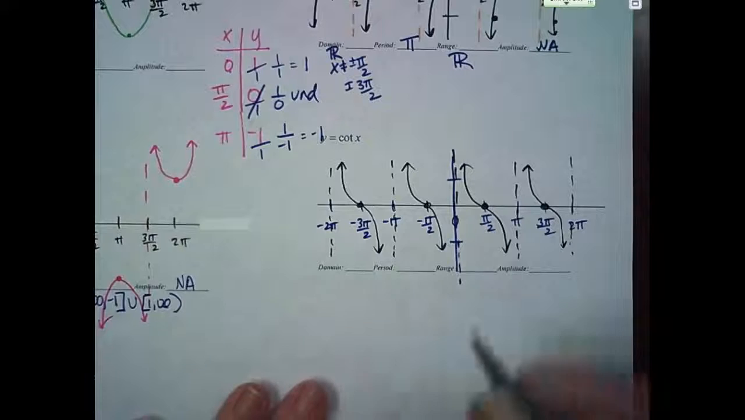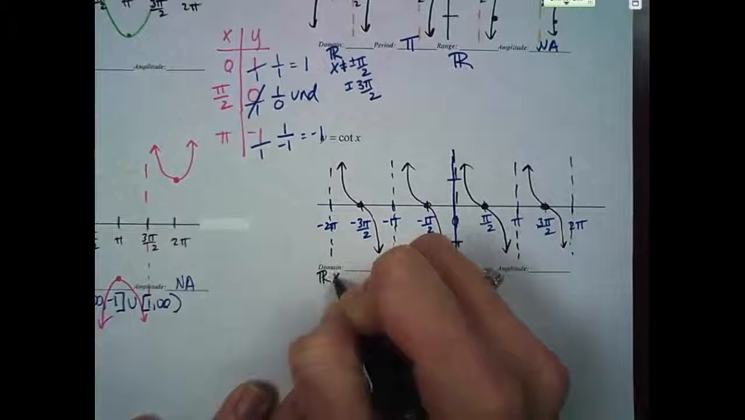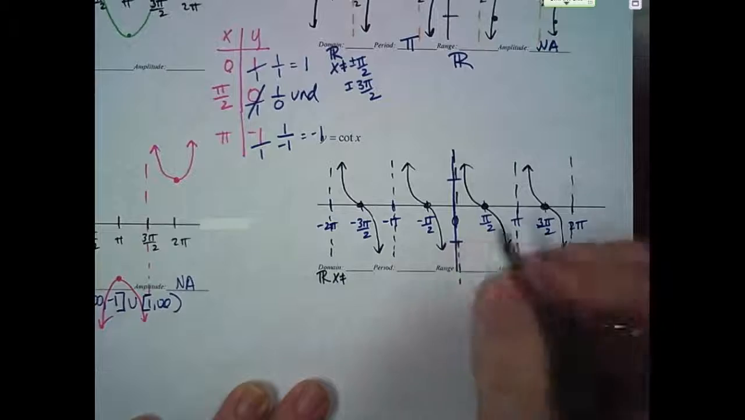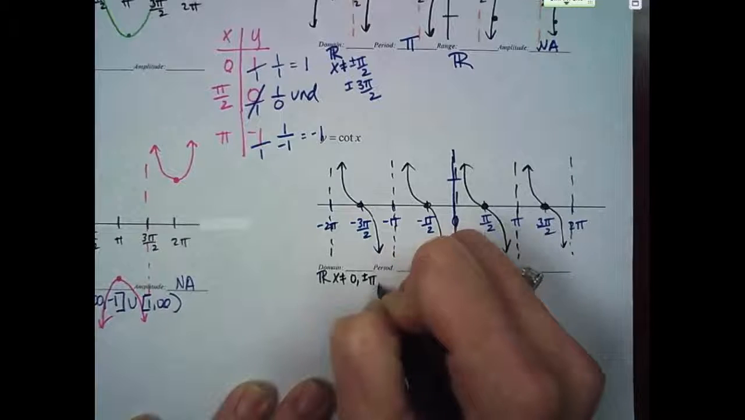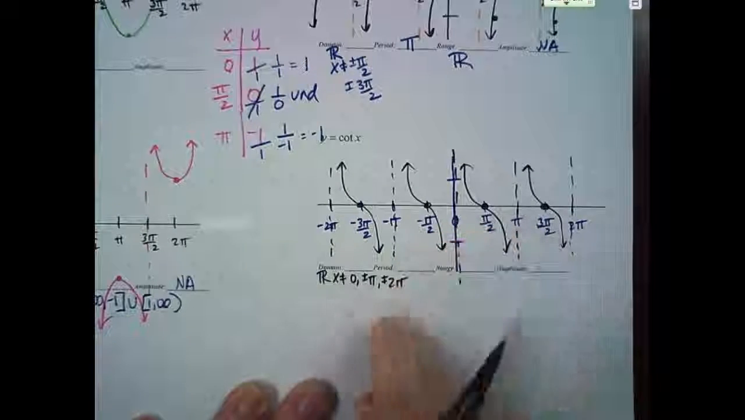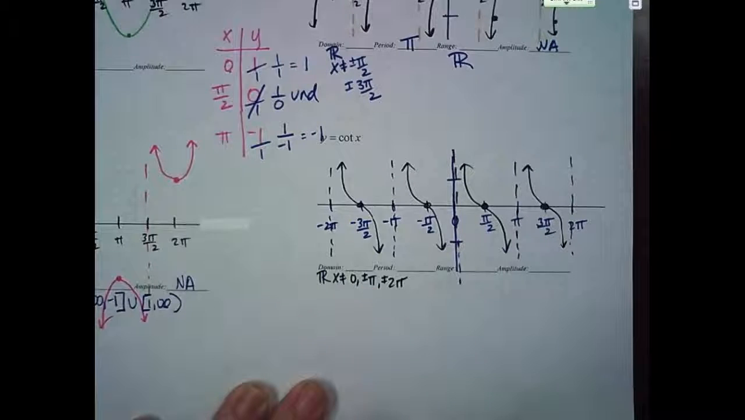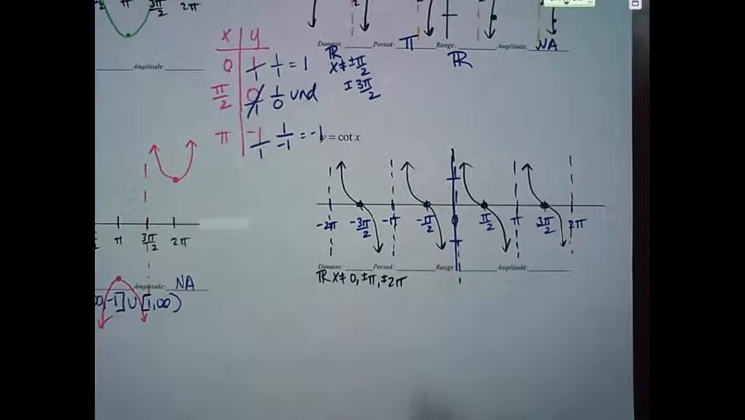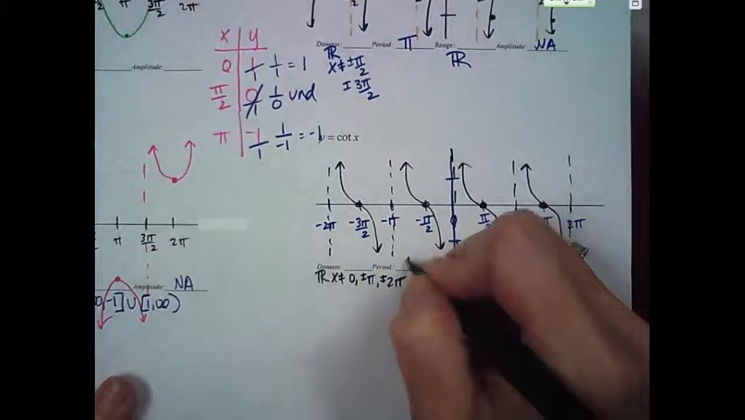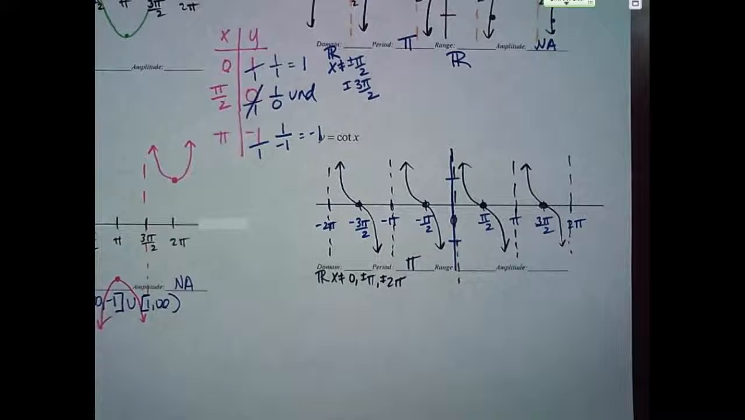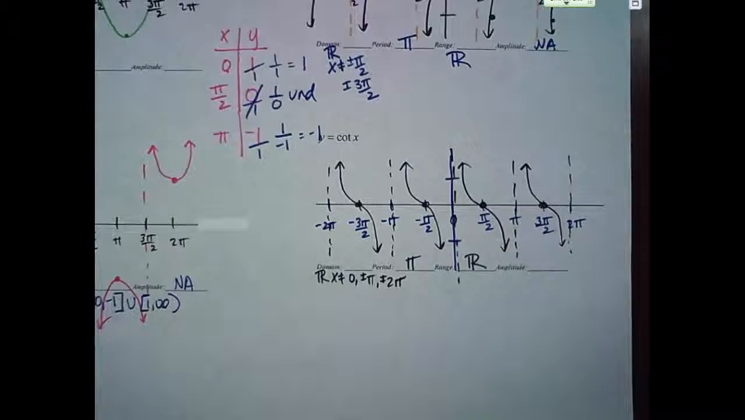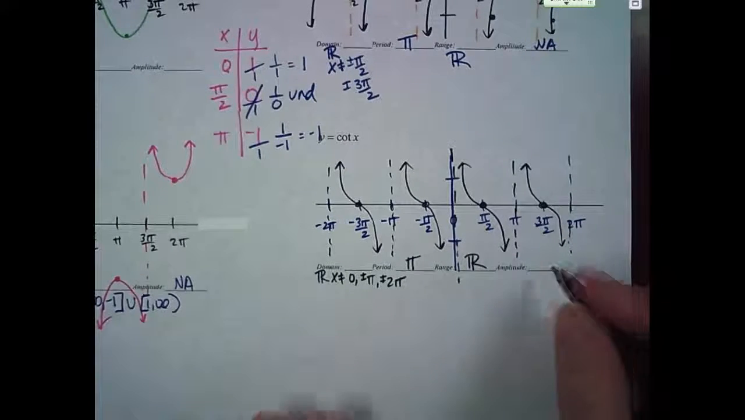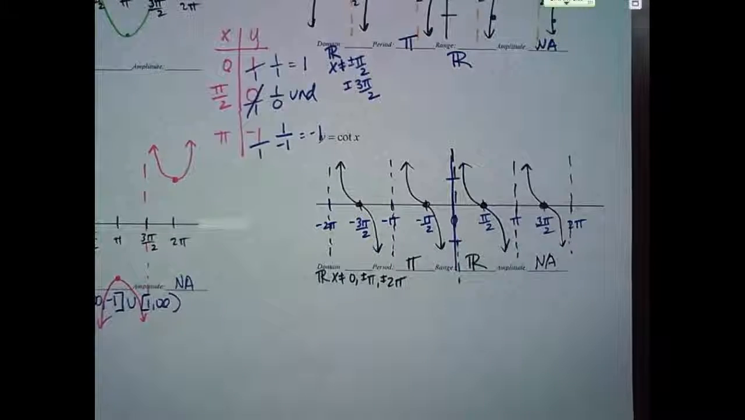Try to fill in what's the domain. All real x can't be what? 0, positive and negative pi, positive and negative 2 pi. Don't forget 0 in there. What's the period of a tangent and cotangent? Pi. It's the range. That's how high and how low. What's the amplitude? Yay! You're finished. You have all 6 true graphs.